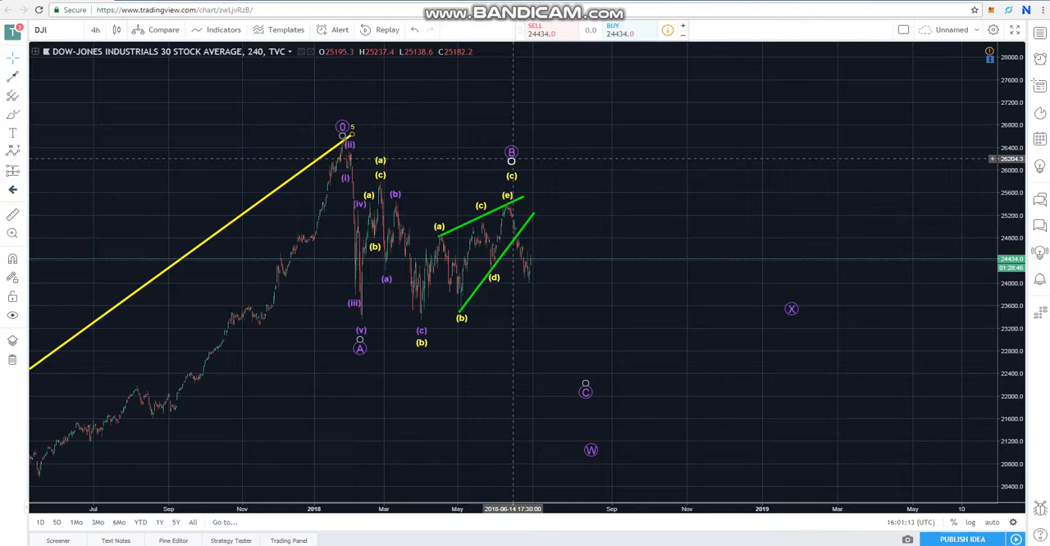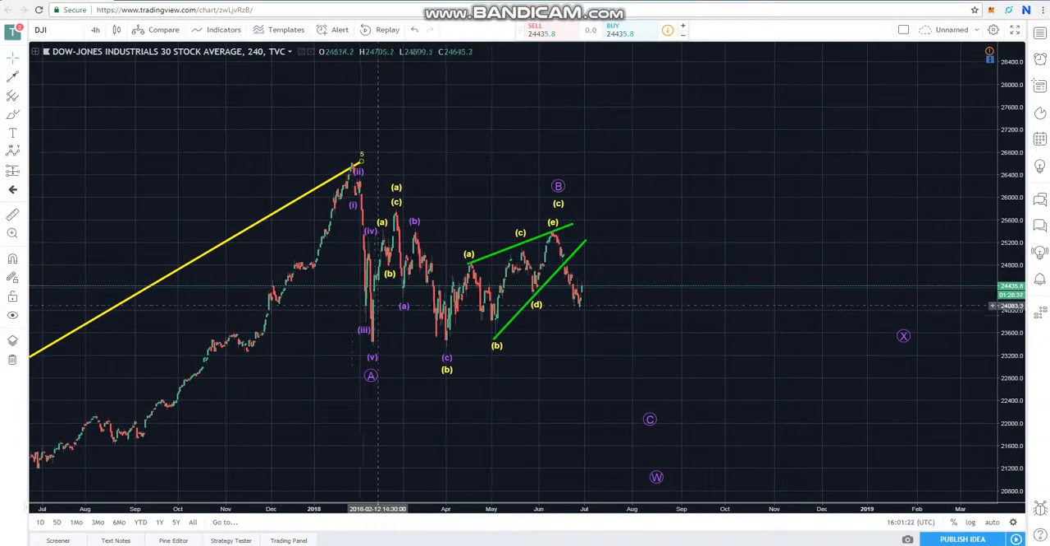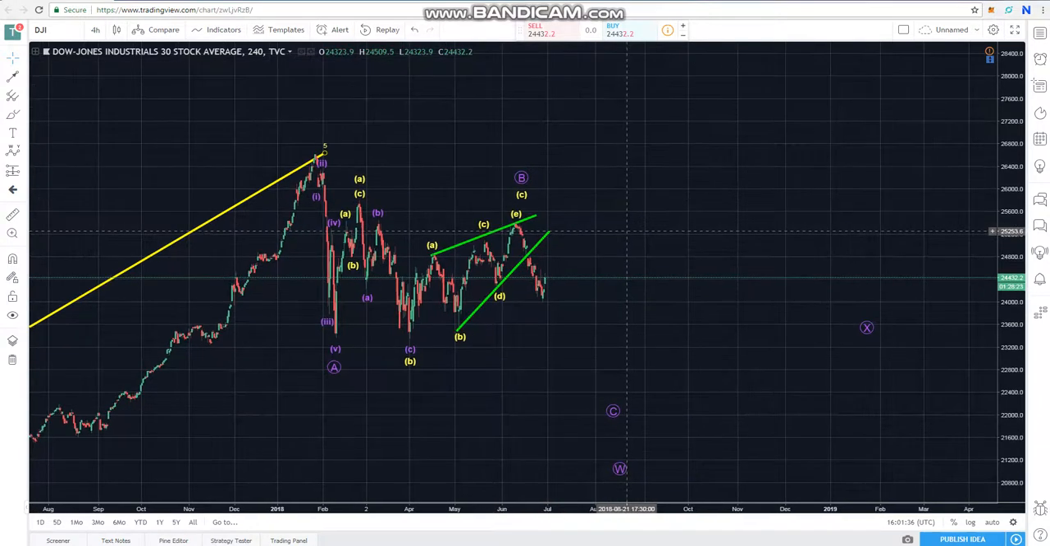But of course, not everything goes with the theory, and Elliott wave count is a very subjective trading strategy. But it works sometimes. So for example, this ABC really worked. Wyckoff theory works better, which I will highlight in the next video. But yeah, this is just the Elliott wave count for Dow Jones.